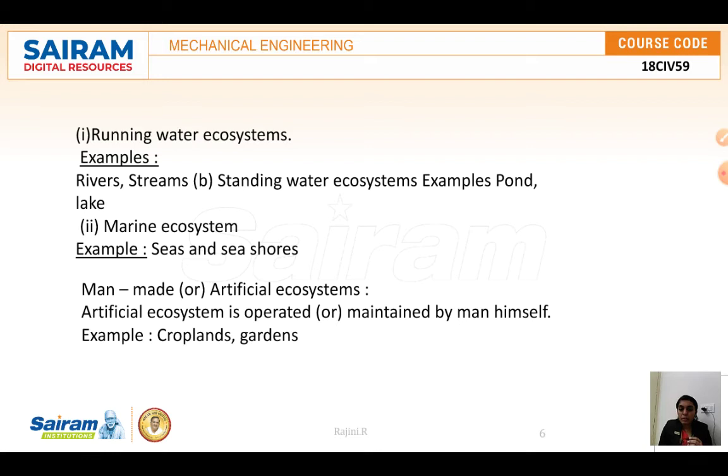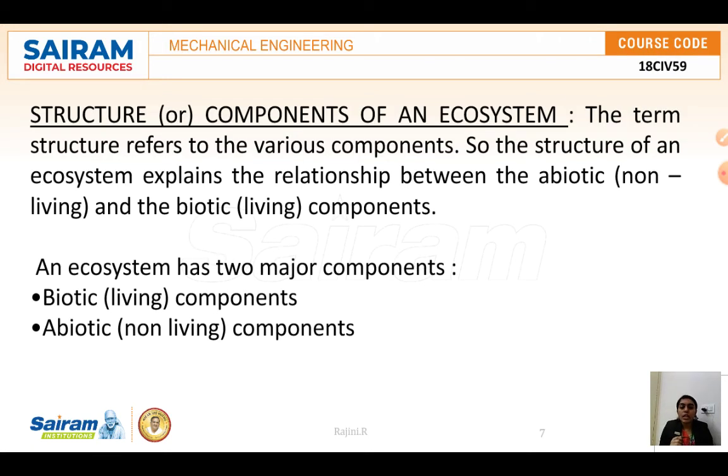And the man-made or artificial ecosystems are operated or maintained by man himself, for example croplands or gardens. Now the structure or components of the ecosystem: the term structure refers to the various components. The structure of an ecosystem explains the relationship between the biotic and the abiotic. Abiotic means non-living components and biotic means living components. So there are two major components, living and non-living.